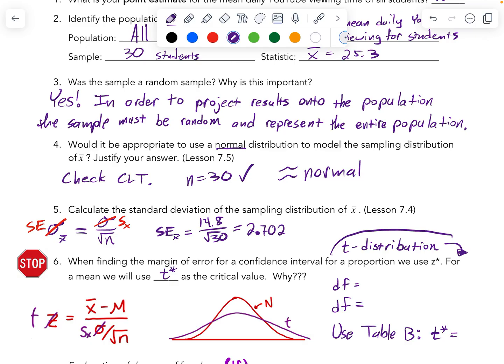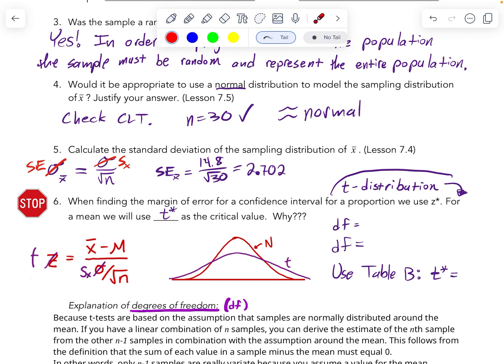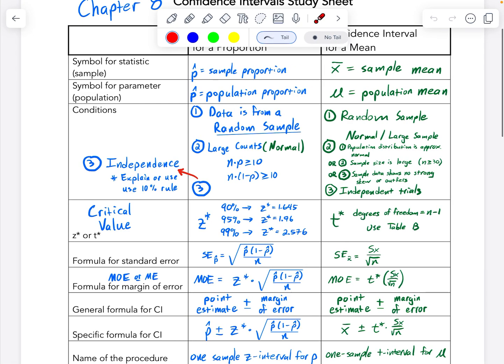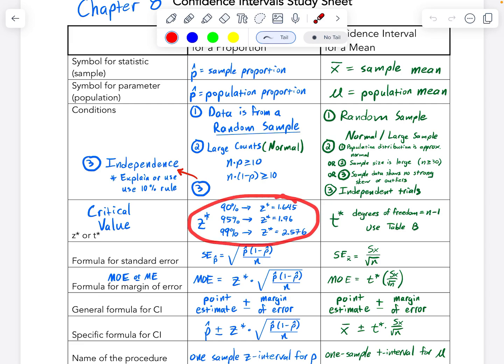All right, here's a big concept. When we find the margin of error for a confidence interval with proportions, we had z-stars. Remember, on the critical values on the formula sheet, we had z-stars. This is the number of standard deviations necessary to achieve these percentages. Now we're going to use t-stars, and we have to look these up in a table in your green packet. So get your green packets handy, okay?